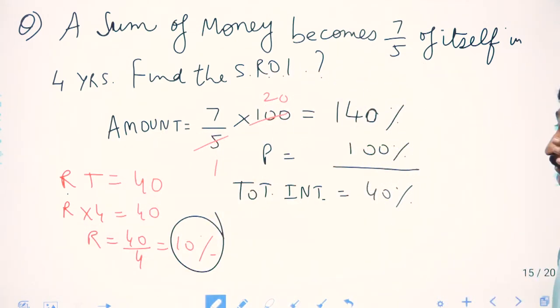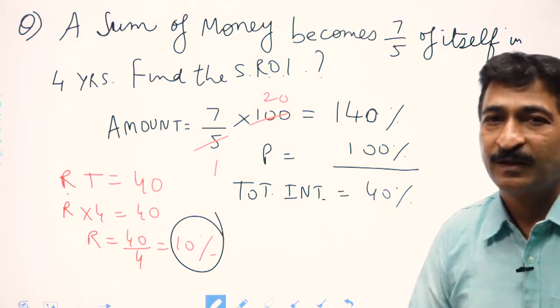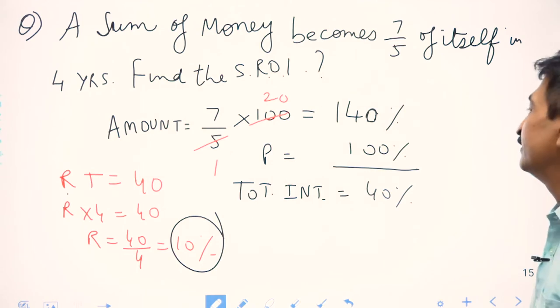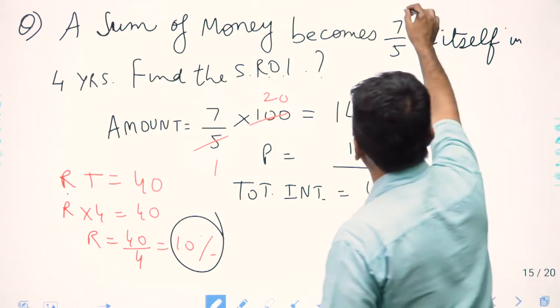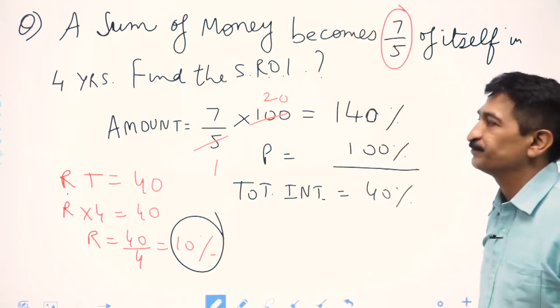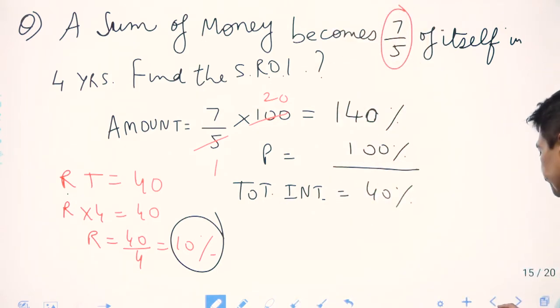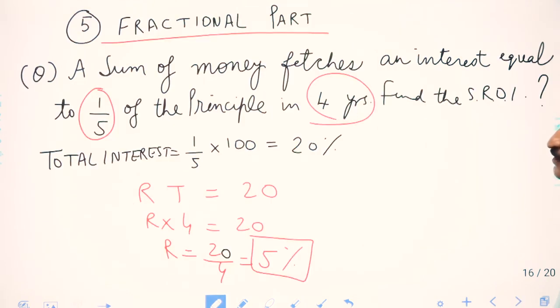So, this is how you calculate principal when the interest or amount is given as a fractional part of the principal. Let us move forward to the next type. So, this was the 5th type, fractional part. Let us move forward to the 6th type now.